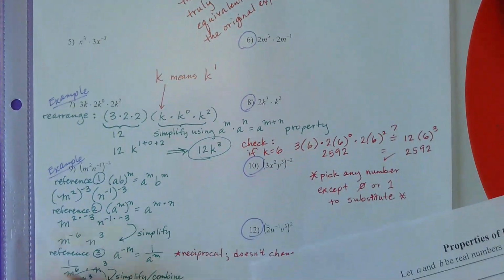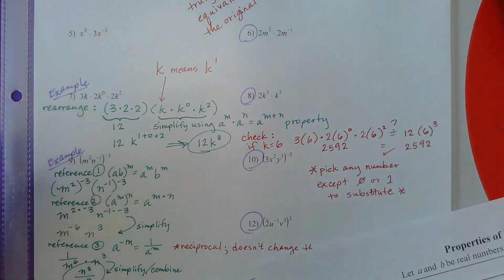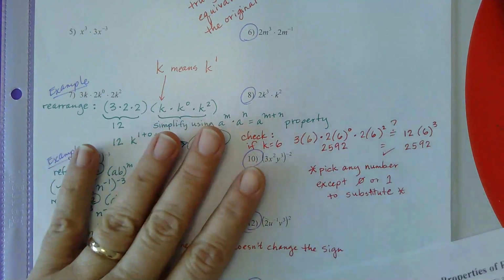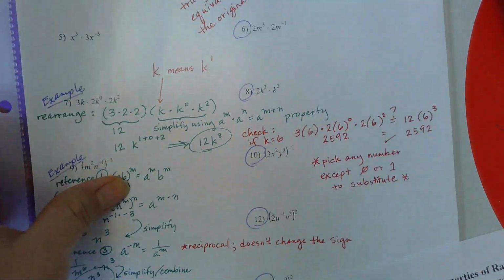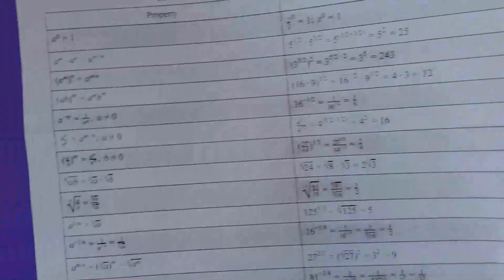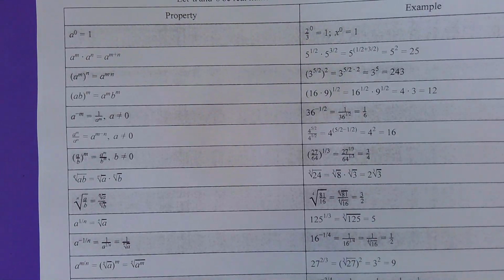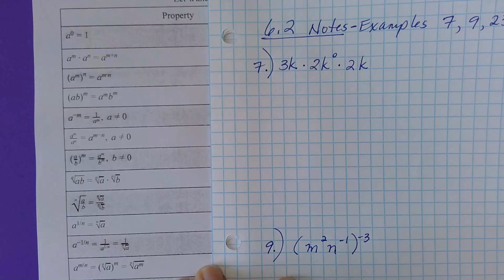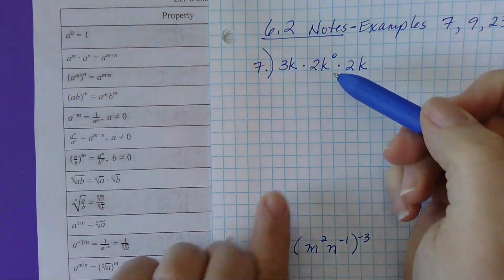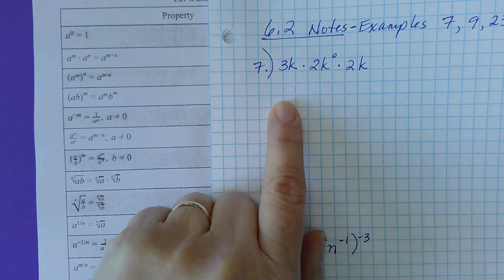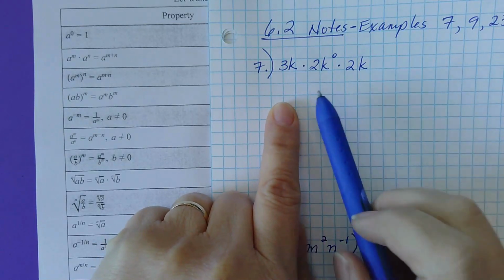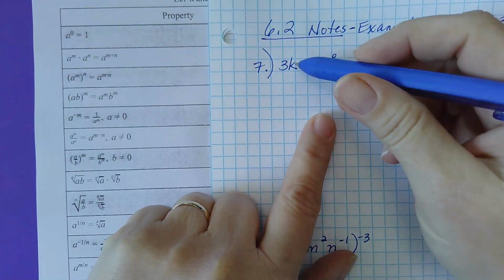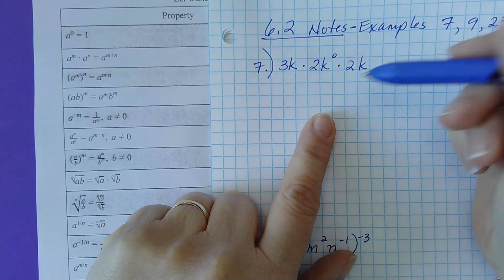The problems that I'm going to work are 7, 9, and 23, the next to the last one. I have them worked out and scanned on Canvas, but what I'm going to do with you is work through them problem by problem. So I wrote down number 7, and there are different ways to do this. I can combine in chunks, or it just depends on what stands out to you.